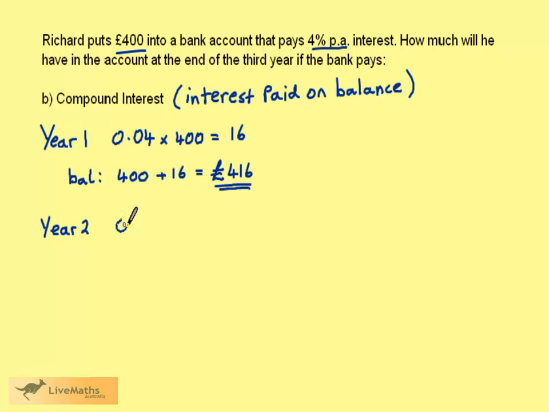So when we come to work out the interest for the second year, we do 0.04 times 416. Calculating this gives us the interest for the second year, which is £16.64. For the balance at the end of the second year, we do the balance at the start of the year plus the interest paid, which gives us £432.64.